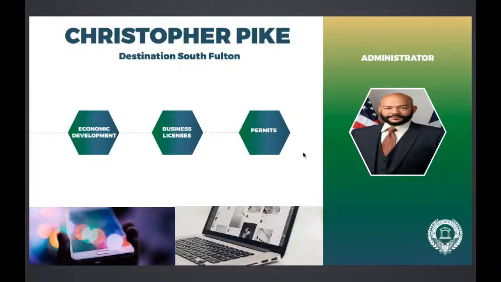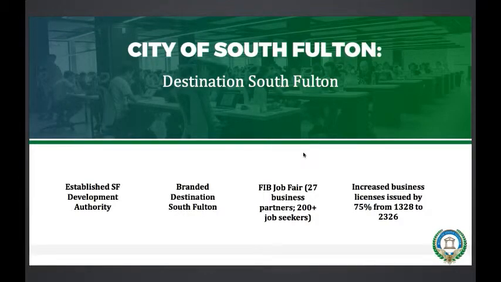And also, this team oversees our permits, trying to reduce and make sure that we're being more responsive to individuals who submit applications for development and other applications, for special event, whatever other applications you may submit. We want to make sure that we're being responsive to those needs. Under Destination South Fulton, we have established our South Fulton Development Authority, which will be another tool that we have in our box to be able to enhance our development efforts.